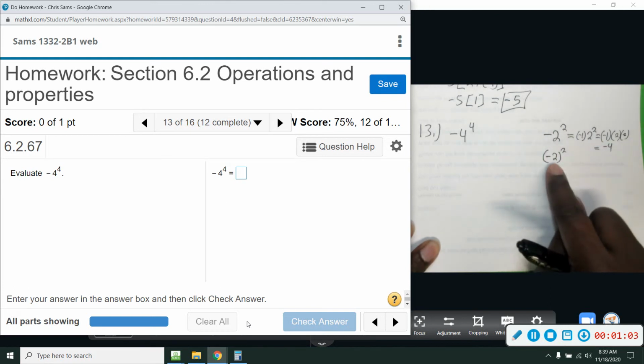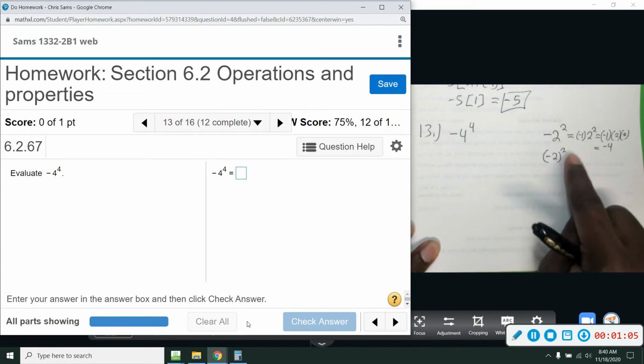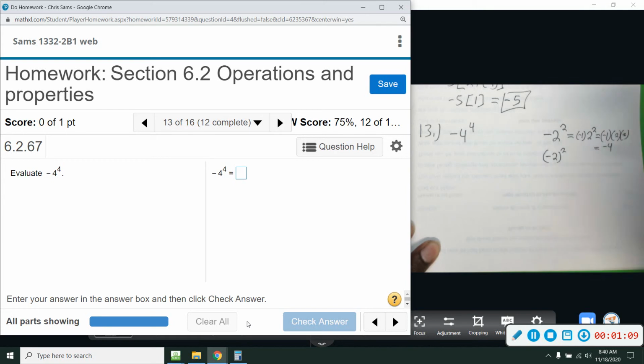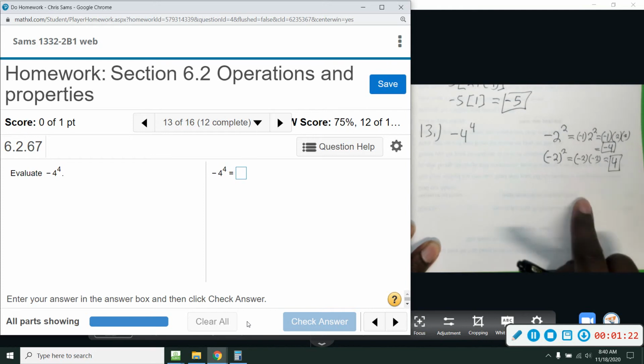This one, however, the negative is in parentheses, the square is outside, so this is actually squaring the negative. So it's doing -2 times -2, which gives us a +4. So you will get different answers. There is a difference between positive and -4.